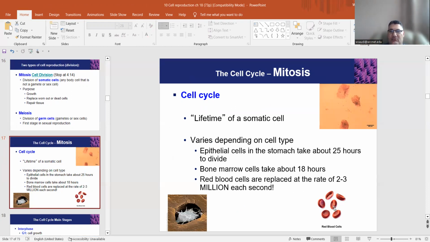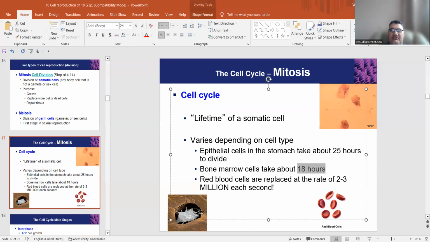Like red blood cells, for example, they live for 120 days, like 4 months. Other cells, epithelial cells in your stomach, they stay for about a day, so you replace them every 24, 25 hours. Bone marrow is even shorter; its lifespan is only 18 days. Red blood cells, 120 days, they stay for a long time. Other cells, some of them, we don't even reproduce, like the nerve cells and the muscle cells.